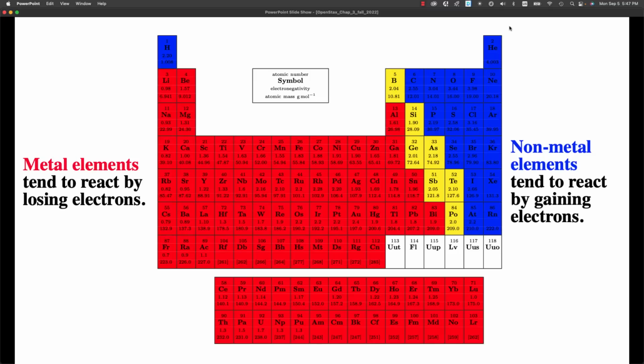Now if we think about it, we saw that on the upper right, the atoms are smaller, they want more electrons, and so these guys are the nonmetals. The nonmetals tend to react by gaining electrons. And we saw down on the lower left, they had smaller ionization energies, and so they're more likely to lose electrons. And so the metal elements are the ones in red, and they tend to react by losing electrons. The ones in yellow are the metalloids, and they tend to have a behavior somewhere between a metal and a nonmetal.